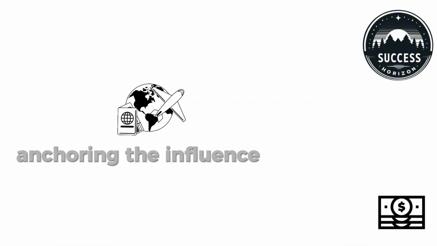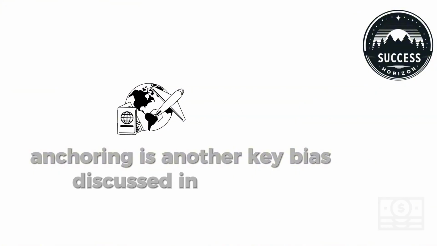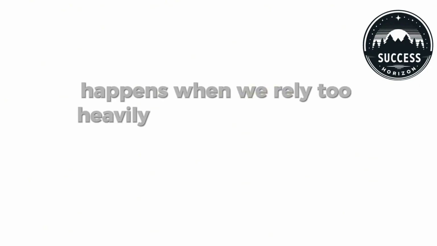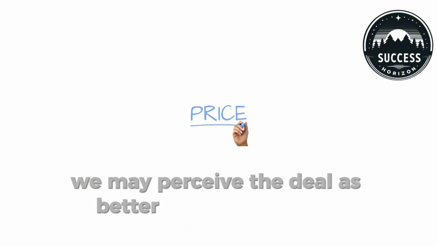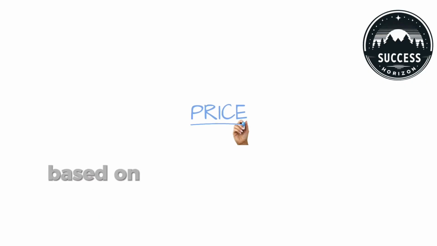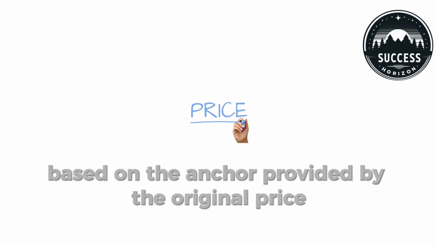Anchoring, the influence of initial numbers. Anchoring is another key bias discussed in the book. This psychological effect happens when we rely too heavily on the first piece of information we receive, the anchor, when making decisions. For instance, if a store displays a high original price next to a discounted price, we may perceive the deal as better than it actually is based on the anchor provided by the original price.